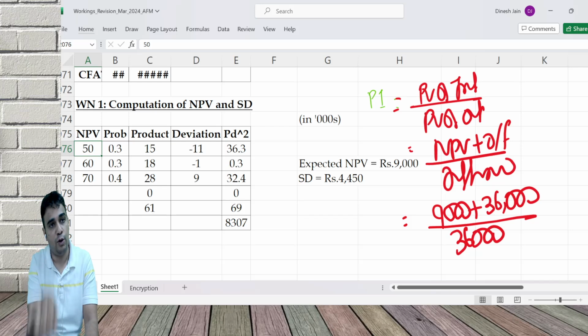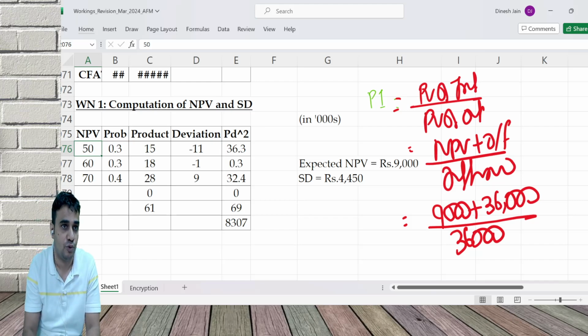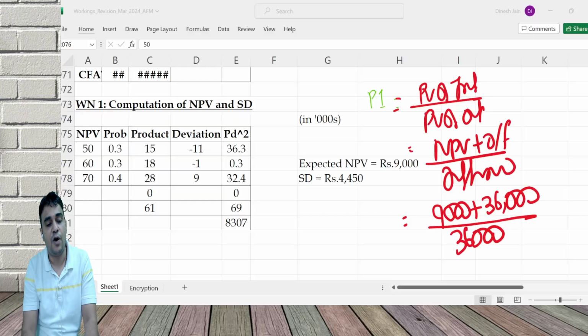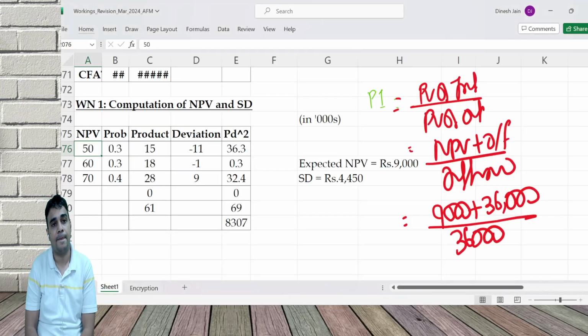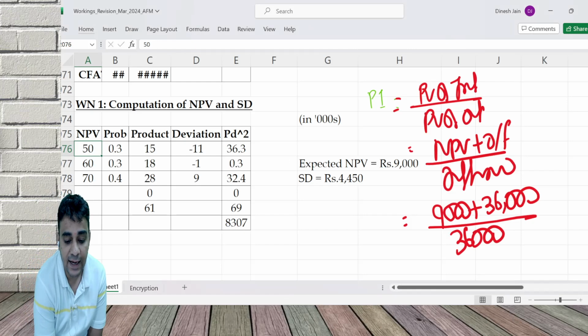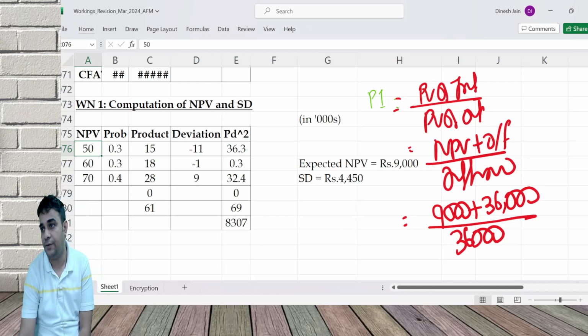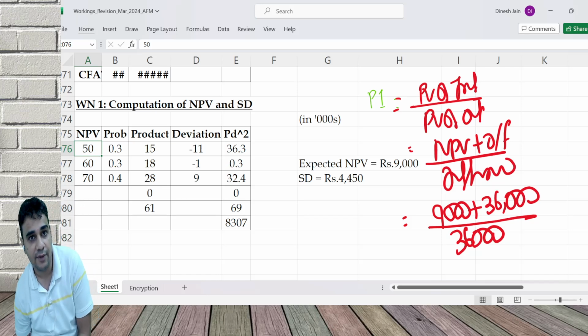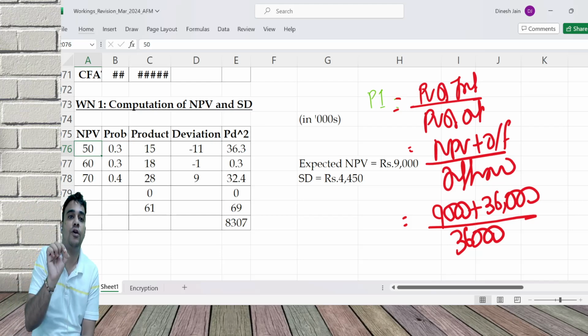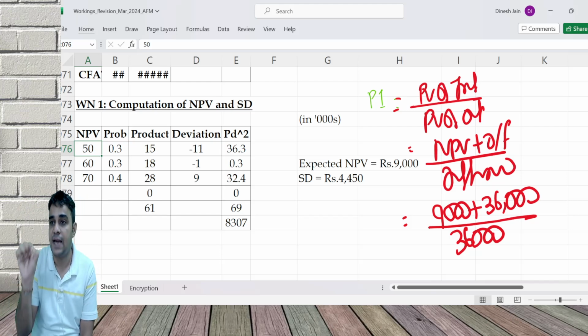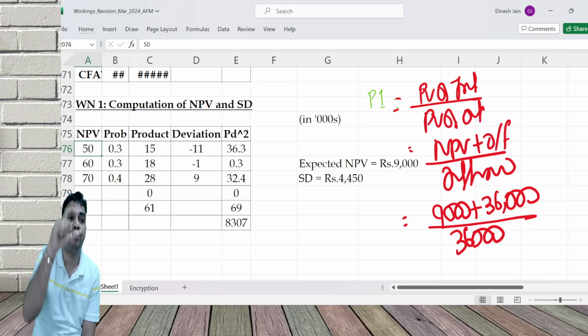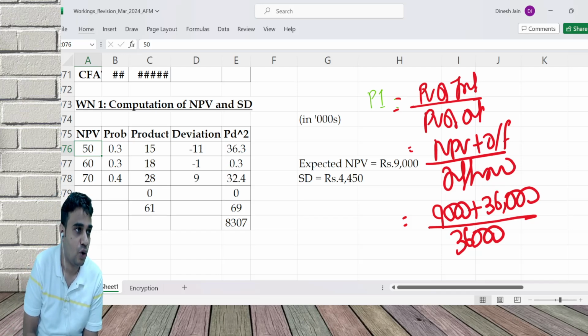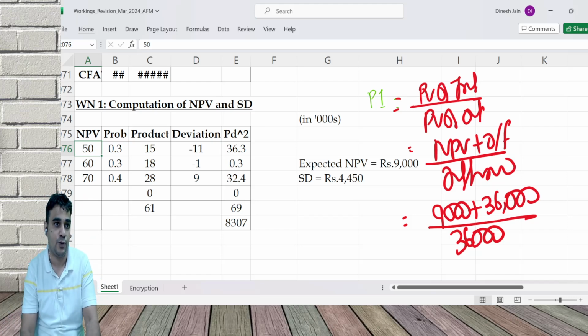Standard deviation is the square root of 69 into 1000 into 1000, where the two 1000s in the square root get cancelled. Tell me the formula for coefficient of variation. Standard deviation, which is 8307, divided by 61,000. It is risk per unit of return. Risk is standard deviation, return is the expected cash flow total here. Any doubts on this?